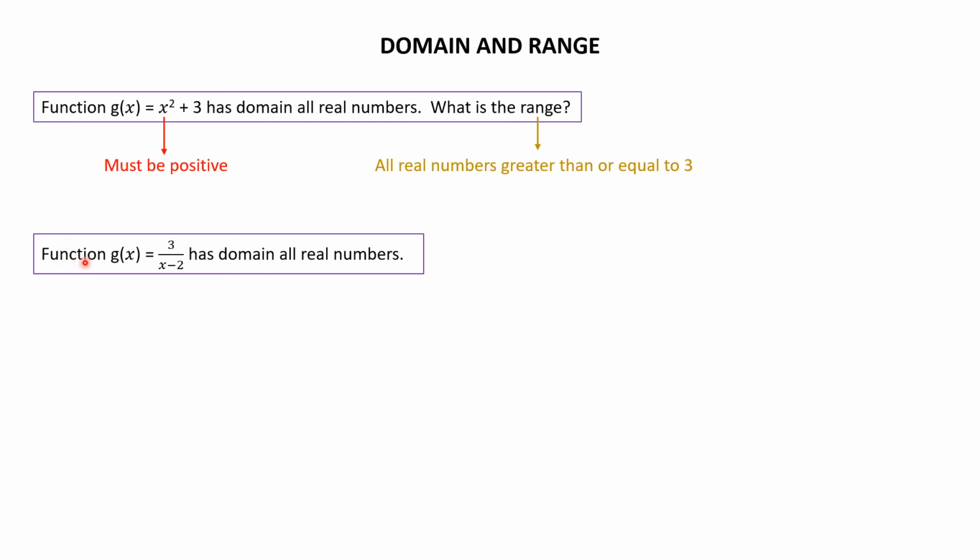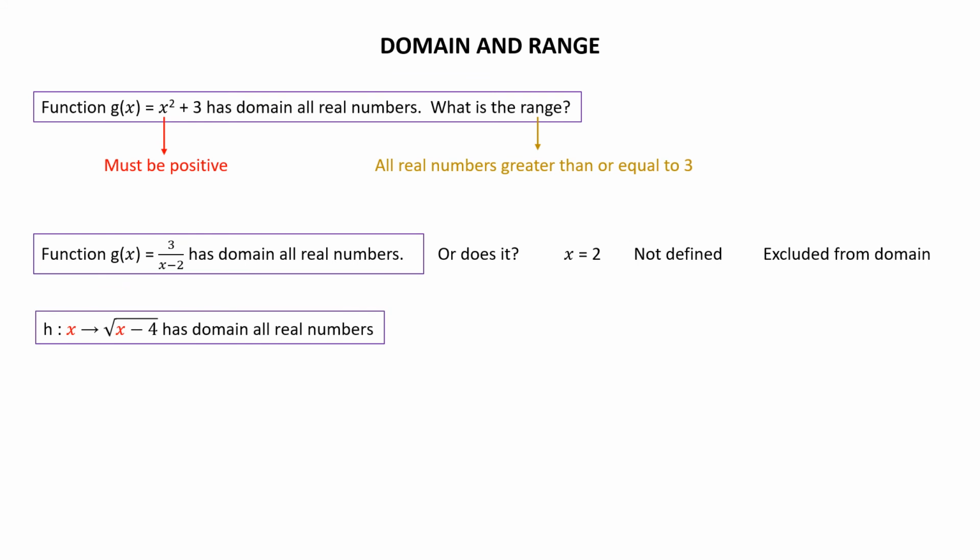For example, I could say here function g of x is 3 over x minus 2, has domain all real numbers. Trouble is, look at that bottom bit there. If x is 2, 2 minus 2 is 0, dividing by 0 is infinity or not defined, however you might want to say it. Regardless, whatever you do, x cannot be 2. That is excluded from the domain if you're looking at some particular function like this.